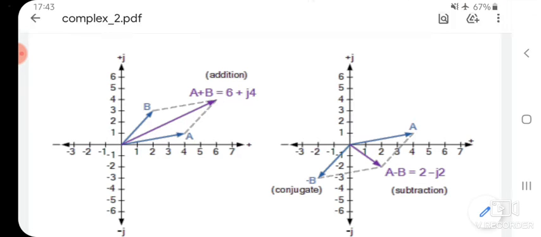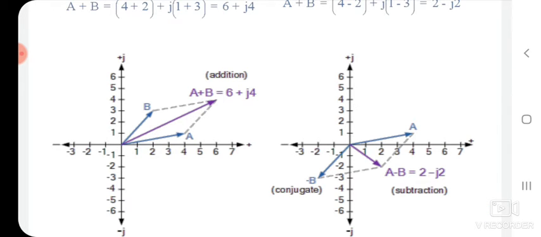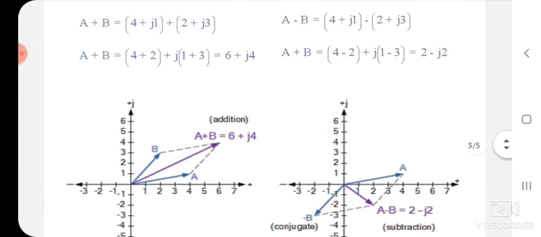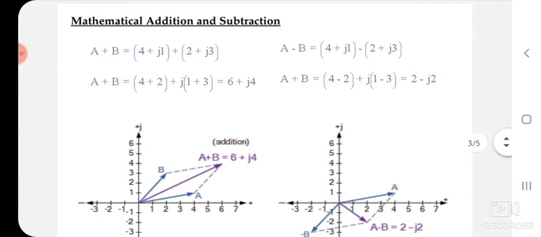If we add these two, a plus minus b, it gives a minus b equal to 2 minus 2i. It means the real part is positive and the imaginary part is negative, so it is present in the fourth quadrant as shown in this figure. In this way we can represent addition and subtraction of two complex numbers by using an Argand diagram.